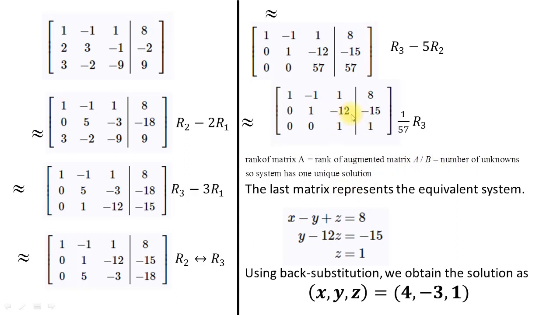Now, as I have already told you in the procedure, when we obtain the echelon form, then write this matrix again in system form. We obtain x minus y plus z is equal to 8, and y minus 12z is equal to minus 15, and z is equal to 1. Now using back substitution, we obtain the value of z is 1, and putting the value of z in this equation, after simplification we obtain the value of y is minus 3, and putting the values of y and z in this equation, we obtain x. So this system has a unique solution.